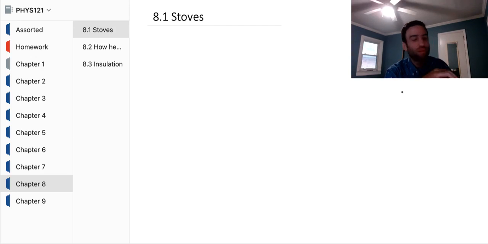Okay, so in this chapter and the next chapter, we're going to start talking about heat and thermodynamics, which is heat in motion. We've been giving clues throughout this class about the nature of heat and temperature in different materials.